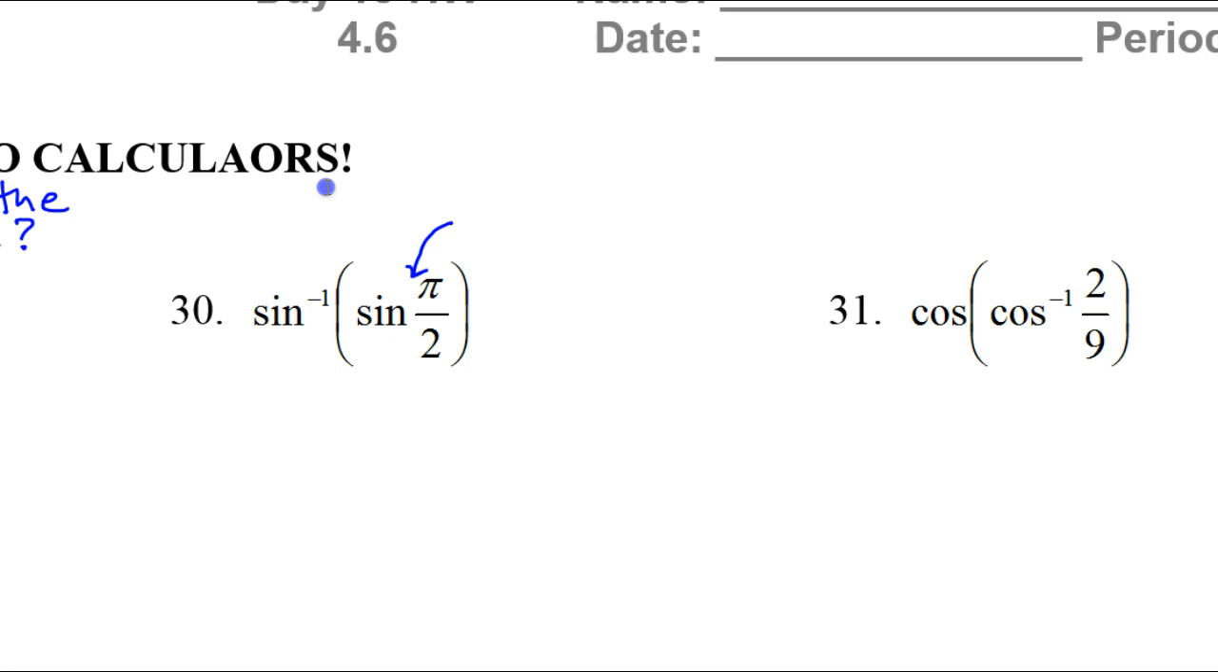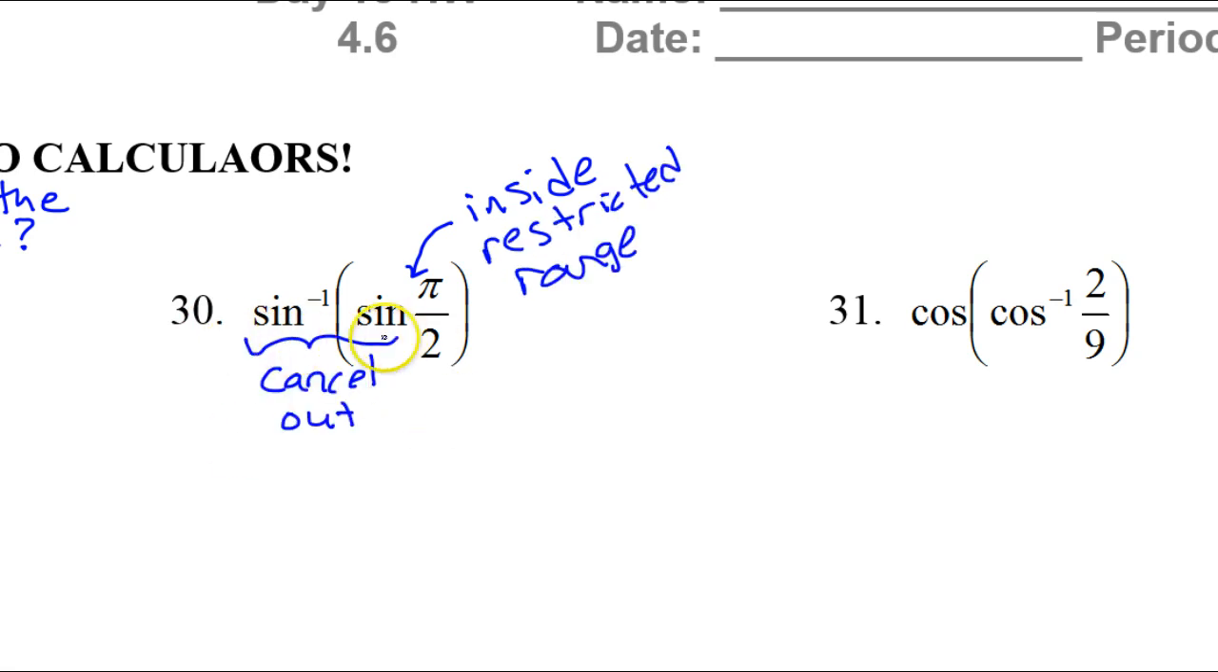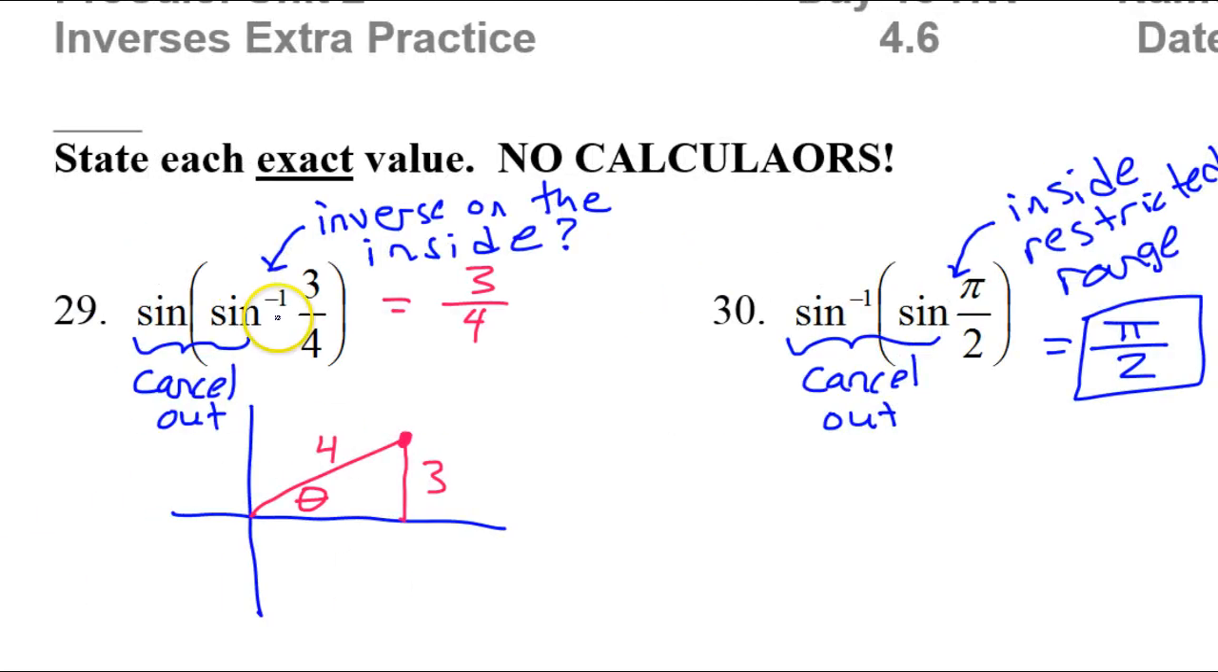So I can go ahead and cancel these out. Inside the restriction, so you can go ahead and cancel these out. So the answer to this one will just be pi over 2. So these are the two main rules that I want to give you. If the inverse trig function is on the inside, you don't have to worry about the restrictions. You can just go ahead and cancel these out.